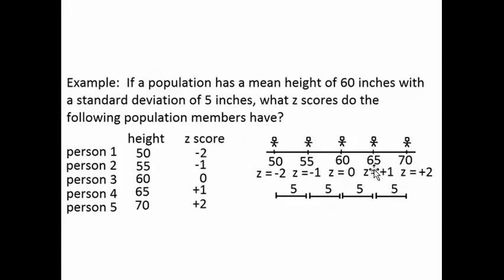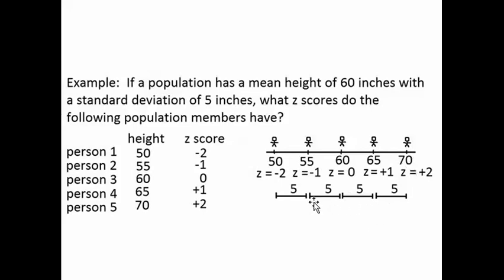This person who's 65 inches tall is 1 standard deviation of 5 above the mean. So this person has a z-score of +1. And this person who's 70 inches tall is 2 standard deviations of 5 above the mean of 60. Which means that this person right here has a z-score of +2.